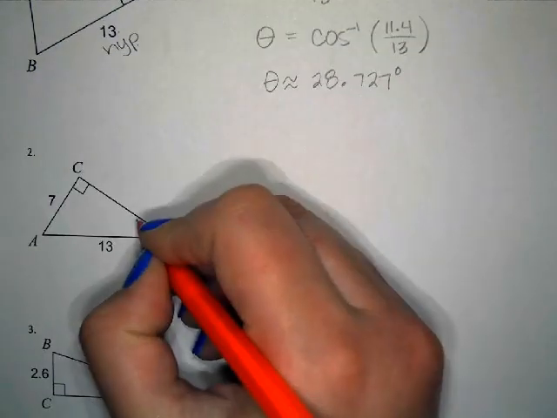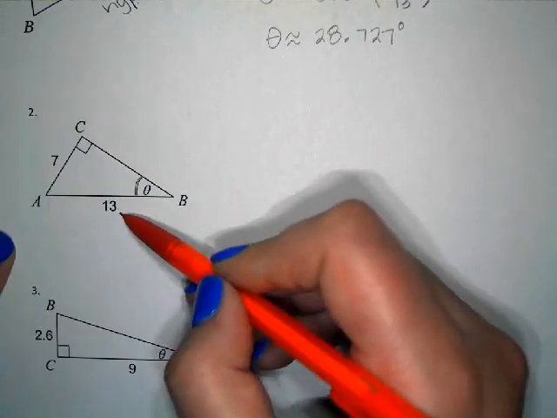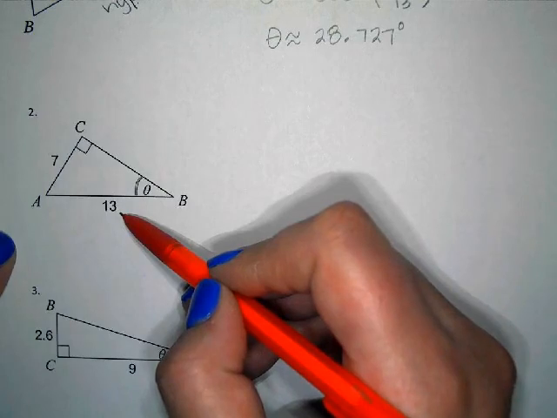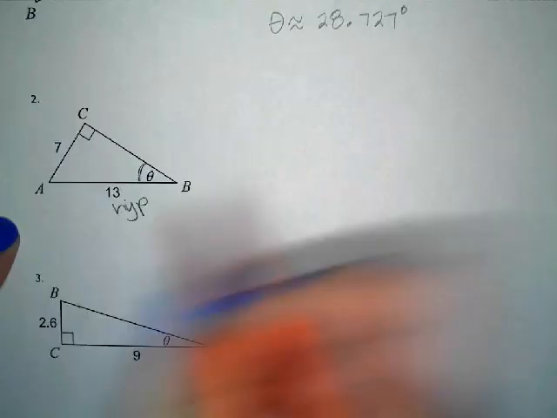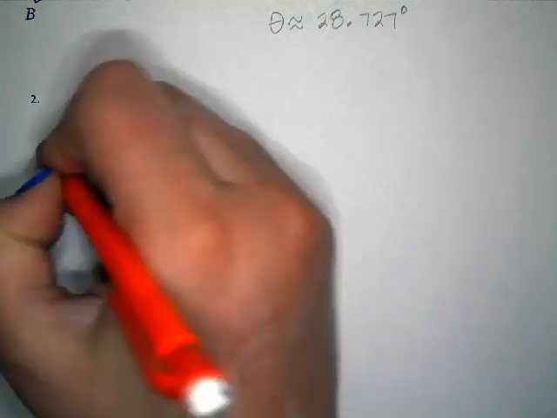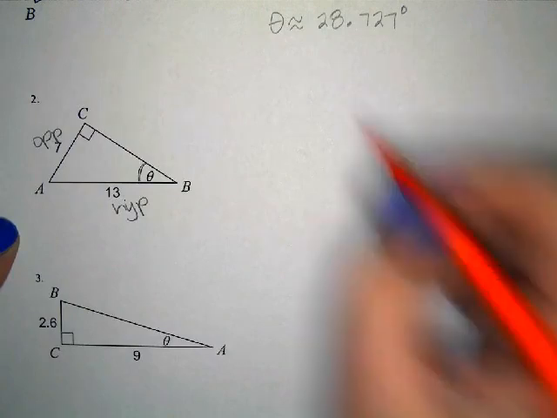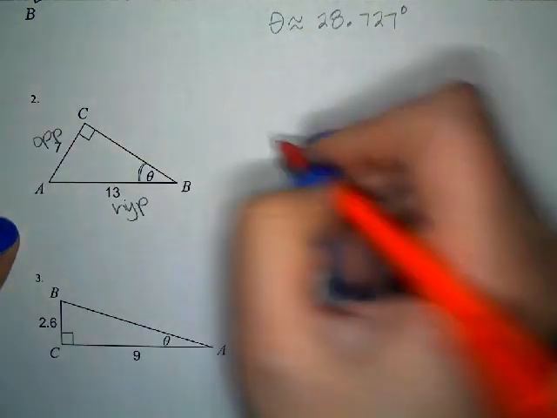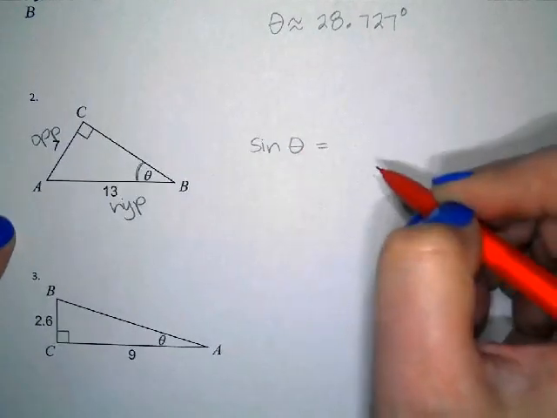So here is the angle. What is the name of the 13? Hypotenuse, perfect. What is the name of the 7? Opposite. And which trig function are we going to use? So, yep, we're going to use SOH. So we're using sine. Sine of theta is opposite over hypotenuse.